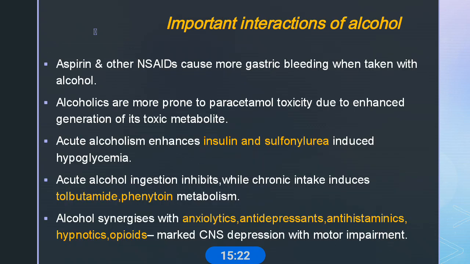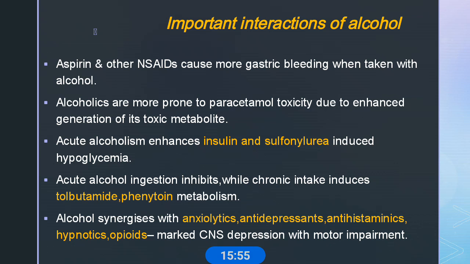Next we come to the important interactions of alcohol. Usually alcohol shows drug interactions with aspirin and NSAIDs. This mainly causes gastric bleeding when taken with alcohol. Alcoholics are more prone to paracetamol toxicity due to enhanced generation of its toxic metabolites. In acute alcoholism, it also enhances insulin and sulfonylurea-induced hypoglycemia.